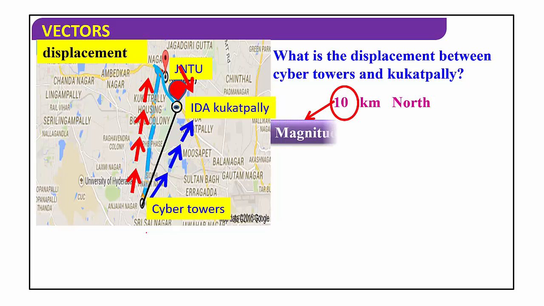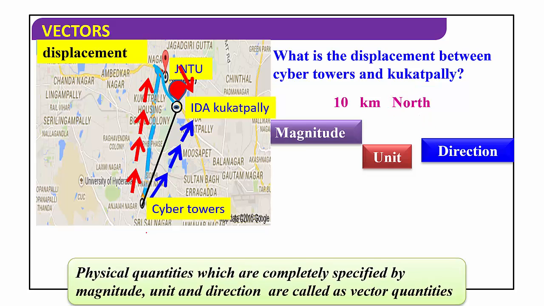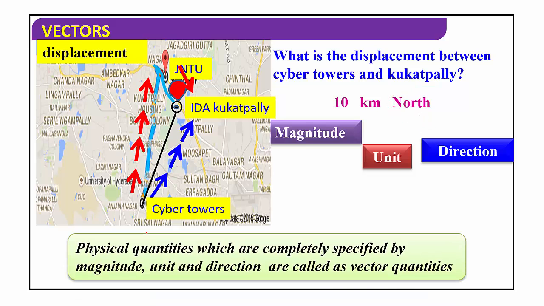So here 10 is a number which is measurable, so we can call it magnitude. Kilometer is a specified unit. North is what? Direction. So here we have to consider magnitude as well as direction. So physical quantities which are completely specified by magnitude, unit and direction are called vector quantities.